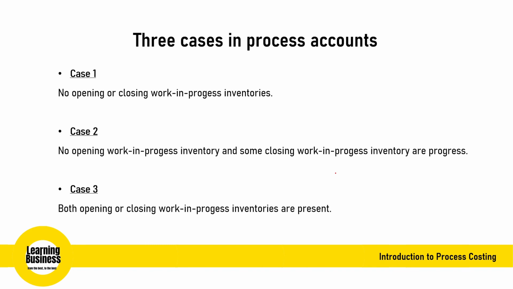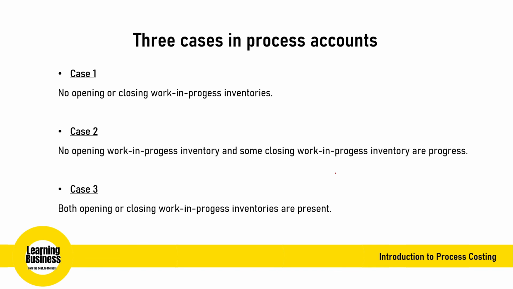In closing work in progress, what happens? Because there is partially completed output left, you need to assess how much of raw material was used, how much of labor, how much of overhead was used for this partially completed output. So that involves an additional calculation.